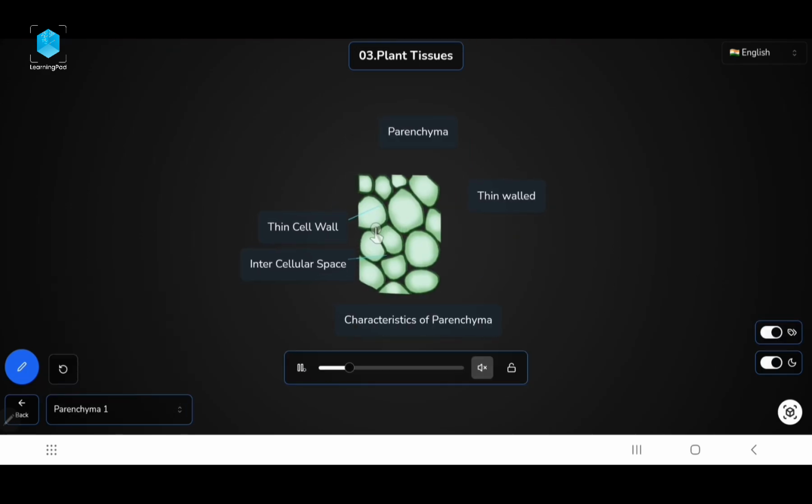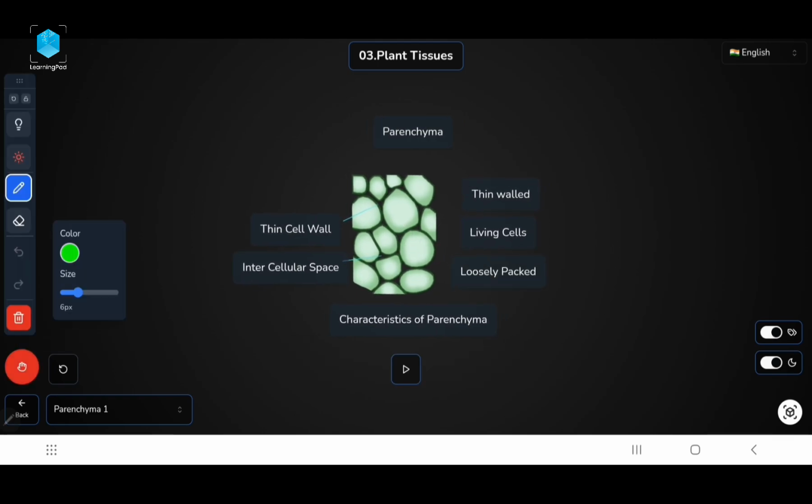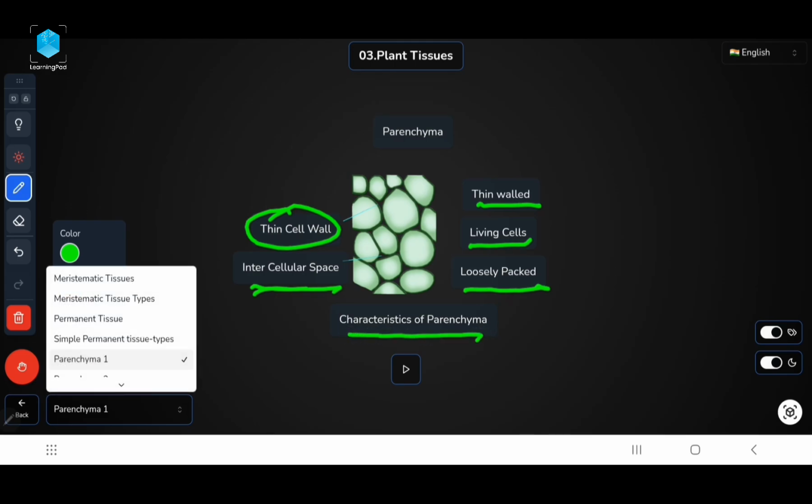Next, let us study Parenchyma tissue in detail. The cells of Parenchyma are living cells, and they are loosely packed. The cell wall is very thin, and there is more intercellular space in between them. These are the characteristics of Parenchyma cells.